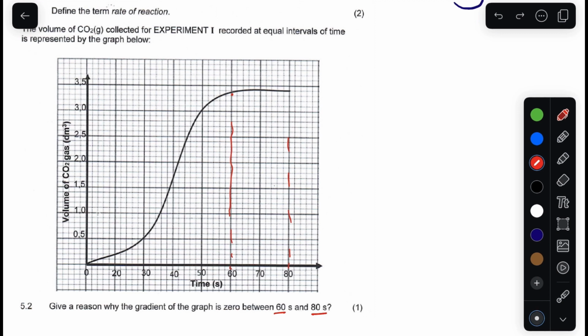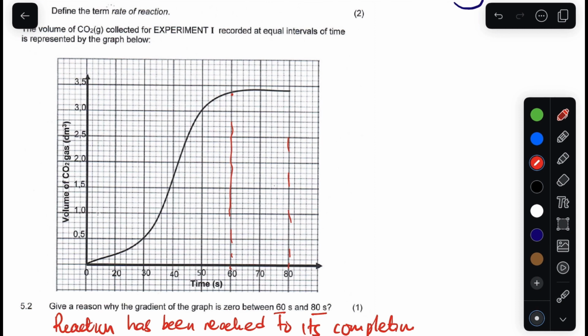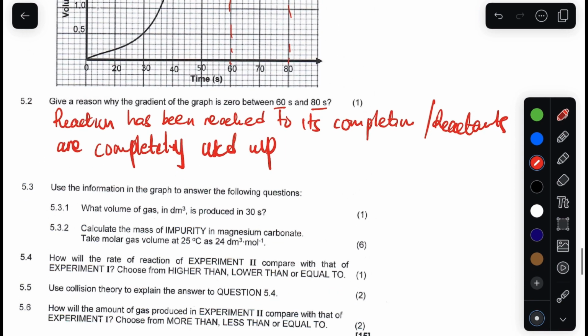That's what you need to answer there: the reaction has reached its completion. All right, or you say the reactants are completely used up. Right?